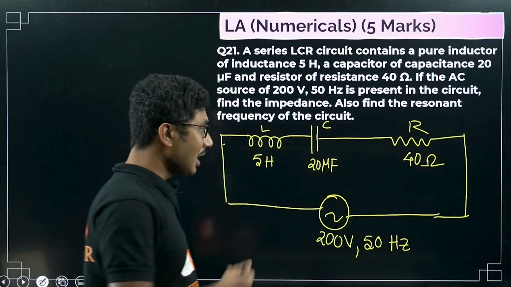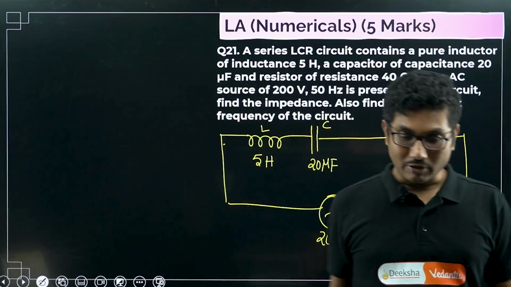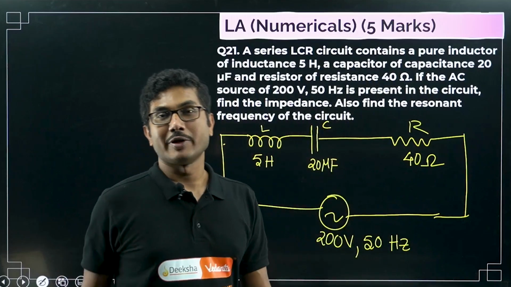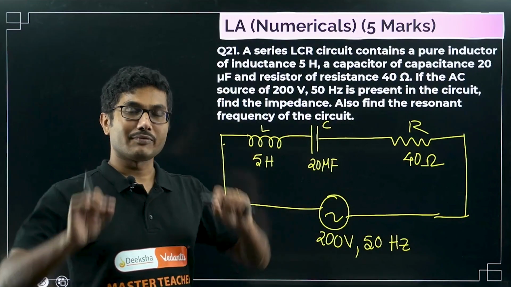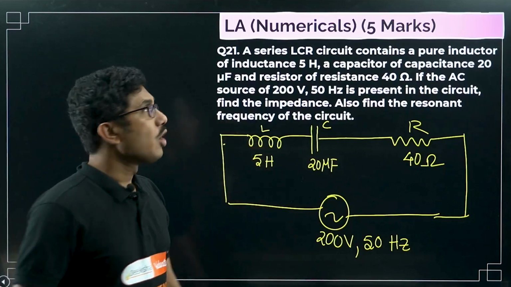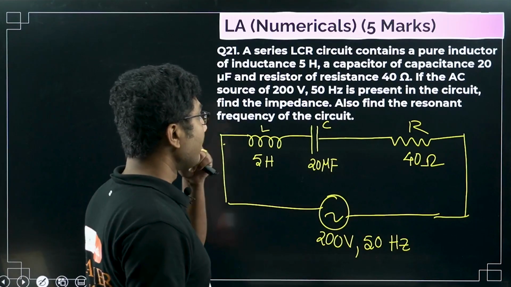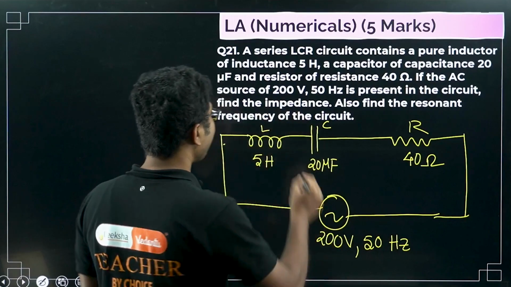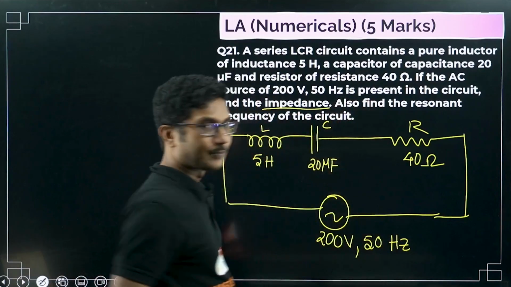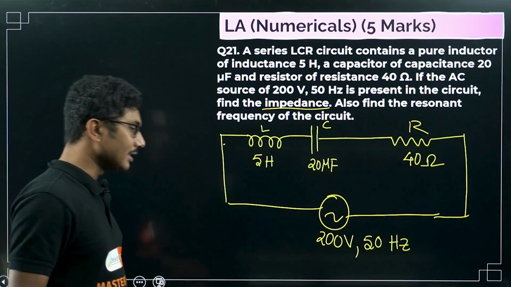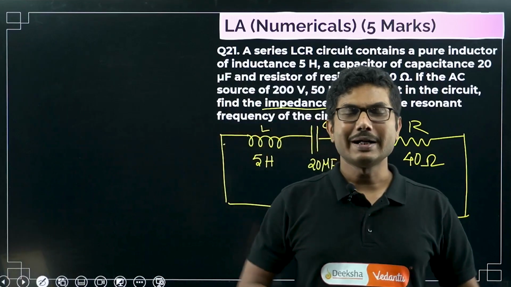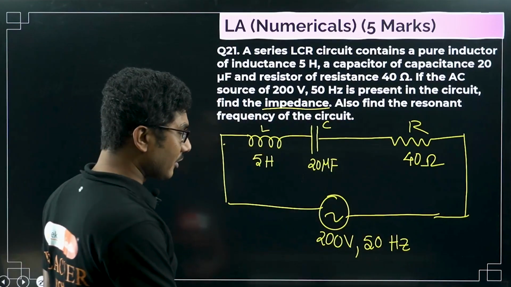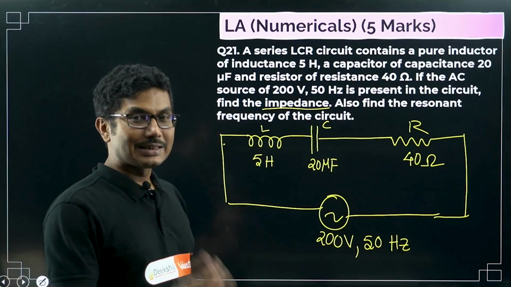The theory portion of the derivation and everything will not come in your PU board exam, so you can skip that part. But formulas and equations you have to remember. What are the formulas that you have to remember? First of all, they asked you to find the impedance. Impedance means resistance in AC. Impedance is basically the term that we use for resistance, but in an AC circuit. How is it different in the case of a normal DC circuit and an AC circuit?